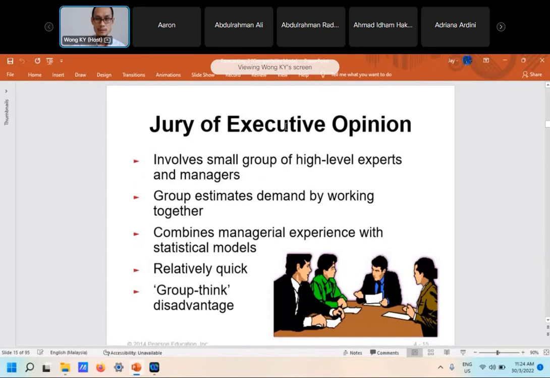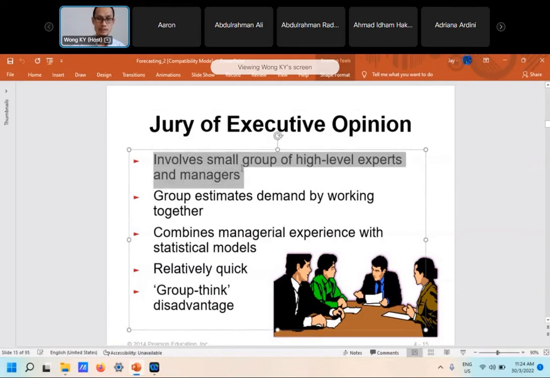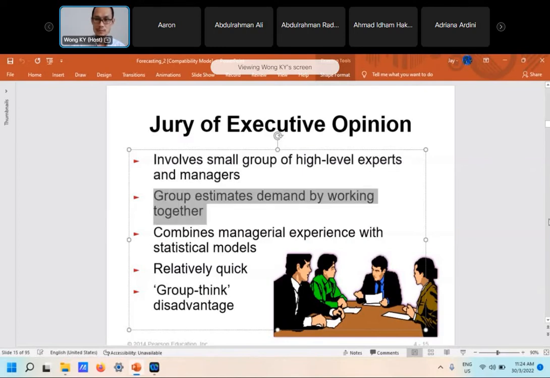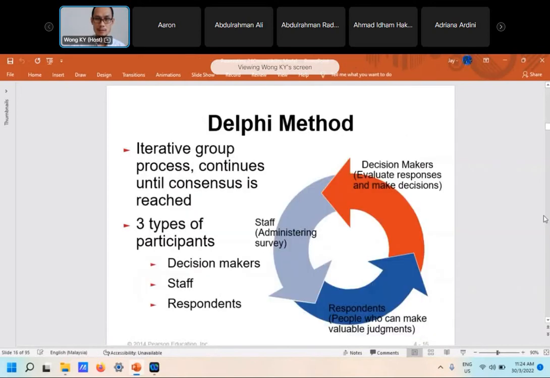Jury of executive opinion, as already said, executive here means experts. Okay, so it will involve a group of high-level experts or managers. So this group of managers or executives, they will sit down together and they will give their opinions, forecast the demand. So the group will estimate the demand by working together. Simple, right? Nothing difficult. Okay, Delphi method, as I said, is also like the first method, but it's a more iterative process. Okay, the thing will continue until consensus is reached.